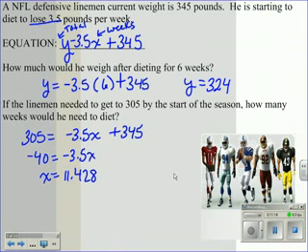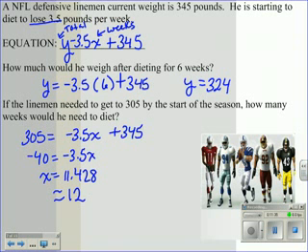11.428, and so on. Now, the question asks, how many weeks does he need to diet? If he diets for 11 weeks, has he hit his goal of 305? No. So then, to answer our question, we're going to have to say he's going to have to diet for about 12 weeks in order to hit his goal of 305 pounds.